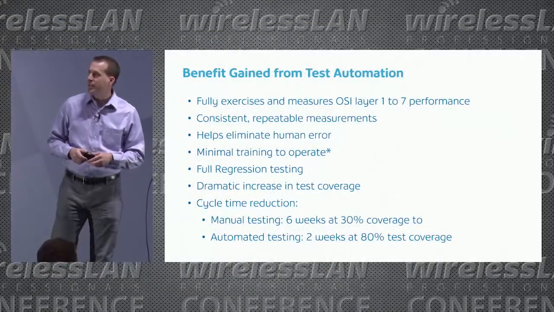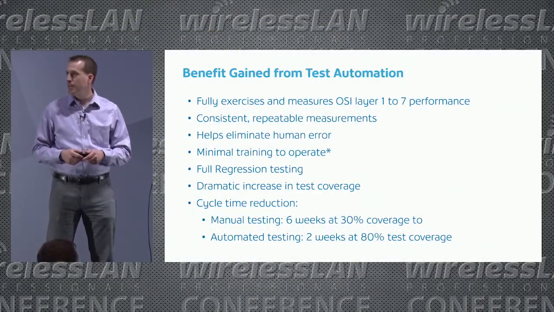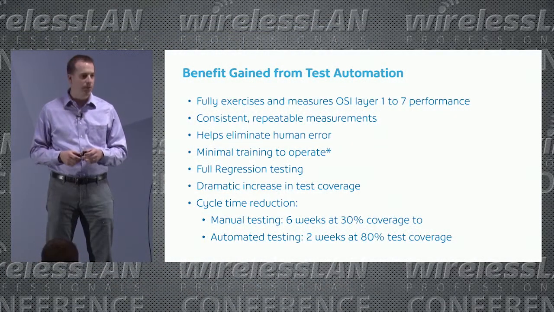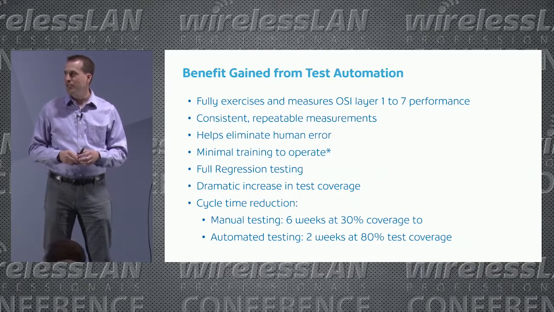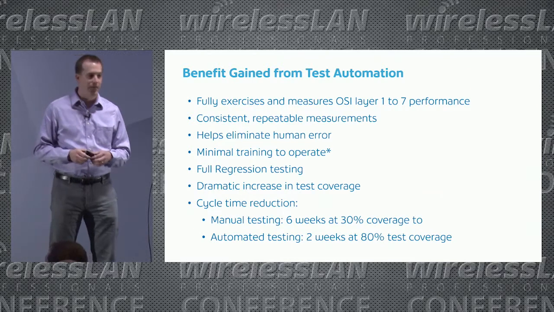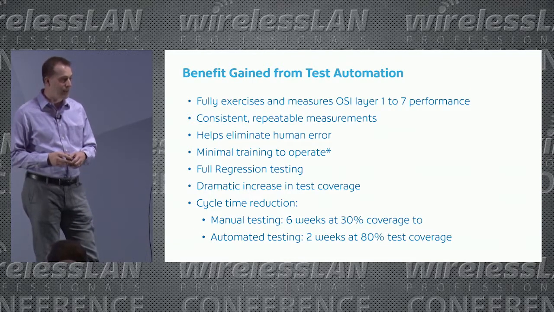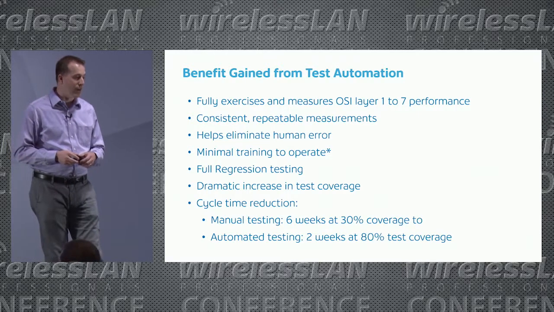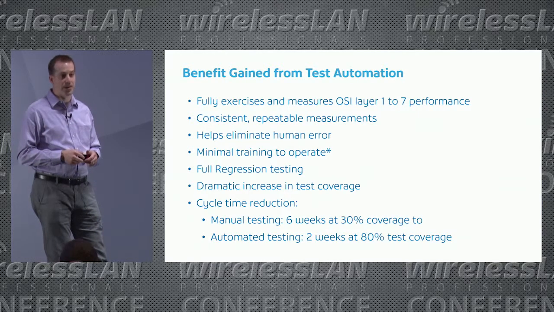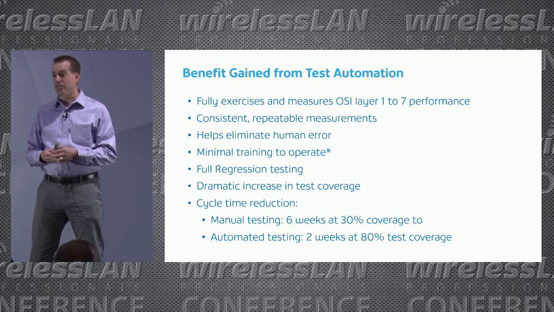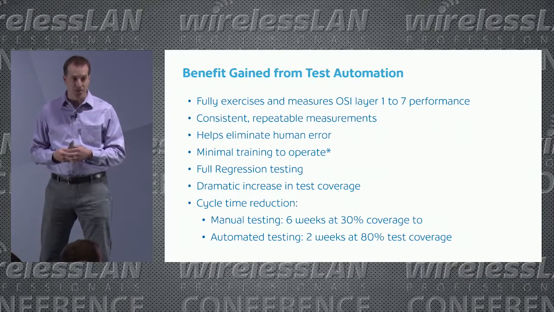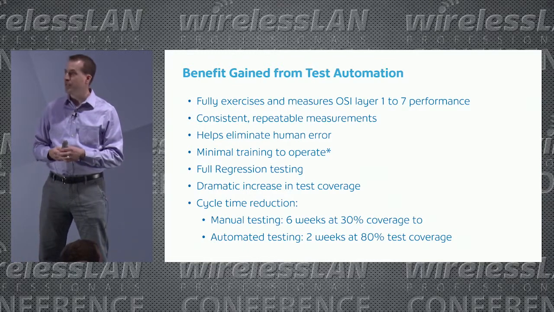What are the benefits of automating testing? You can test OSI layers 1 through 7. You can expect consistent, repeatable measurements. It helps eliminate human error. You have minimal training to operate, though I will add having a really good understanding of Wi-Fi and testing is advised, so you make sure that your tests are running as expected. But you don't have to understand or memorize all the different configurations and all the different knobs and all the test equipment and software and on the AP that you're going to be testing on.